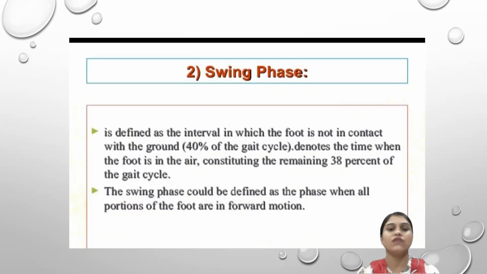Swing phase is defined as the interval in which the foot is not in contact with the ground. Forty percent of the gait cycle denotes the time when the foot is in air, constituting the remaining 38% of the gait cycle. The swing phase could be defined as a phase when all portions of the foot are in forward motion.